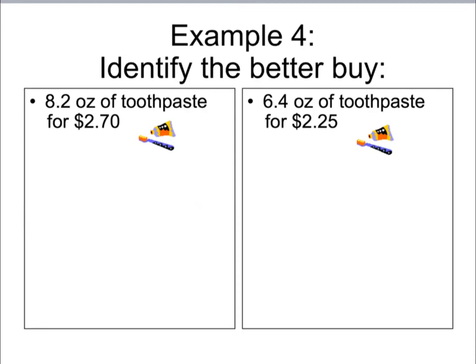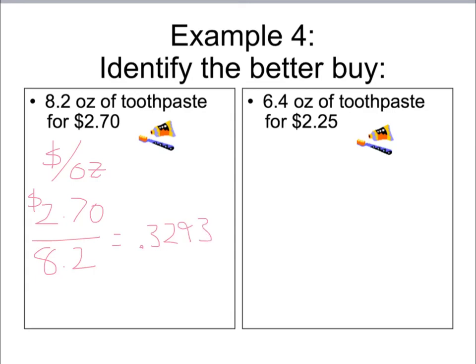You want to figure out the cost per ounce, so that would be dollars per ounce. And again, this tells you how to set up our rate. We should take the $2.70 and divide that by 8.2, and that will give us 0.3293 dollars per ounce for this one.